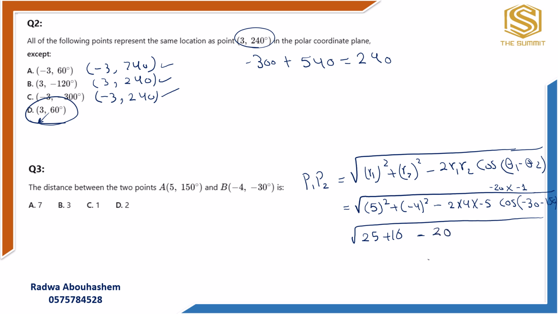So root 41 minus 20. Sorry, it's 40, not 20. 40. So it would be here 41 minus 40. So it's square root of 1. It gives me 1 unit.